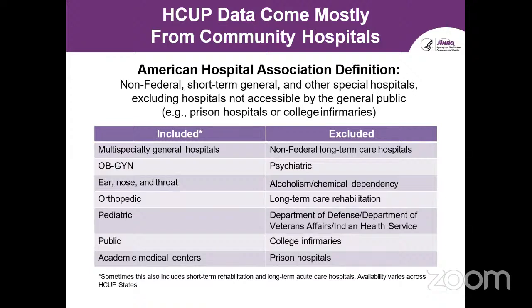The hospitals that are excluded from the HCUP databases, which only constitute 15% of the healthcare system of the United States, are the non-federal long-term care hospitals, psychiatric hospitals, alcoholism and chemical dependency centers, long-term care rehabilitation, Department of Defense and Department of Veterans Affairs, Indian Health Services System, and college infirmaries and prison hospitals.